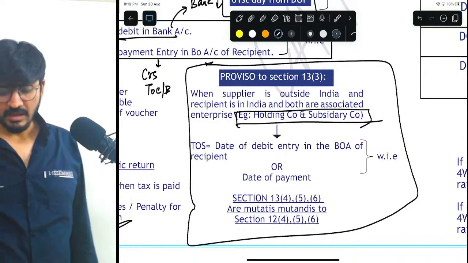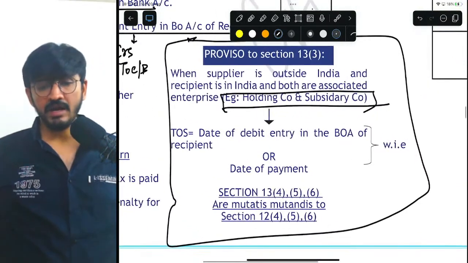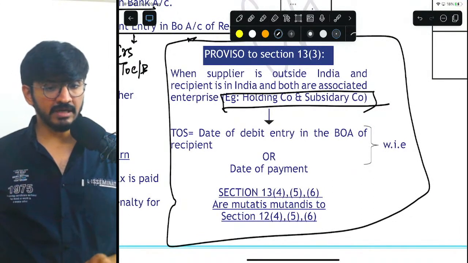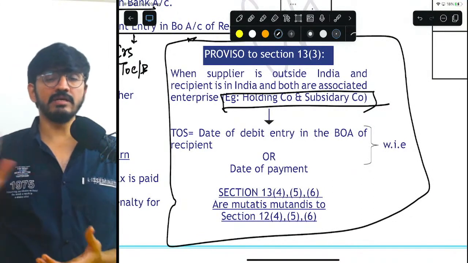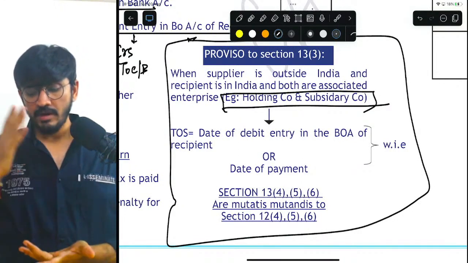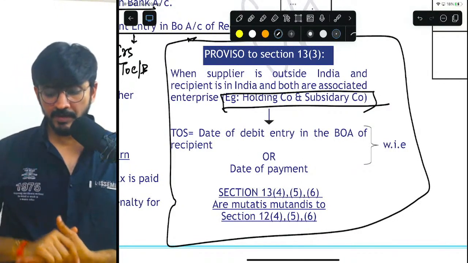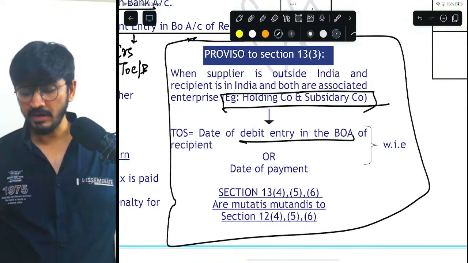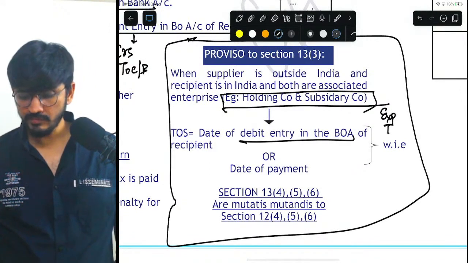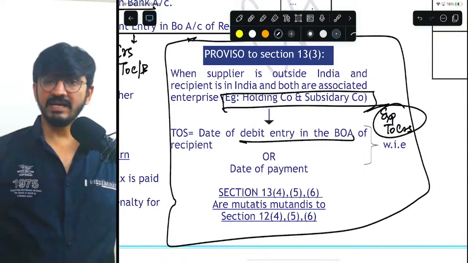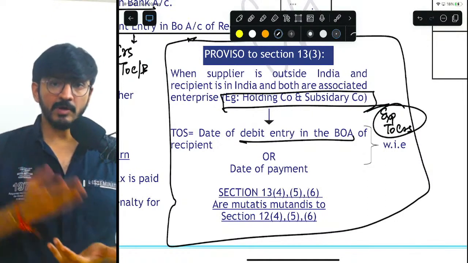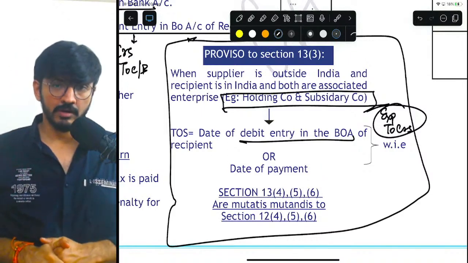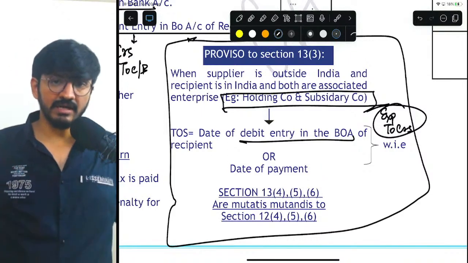Got it? Yes. And what does the proviso say? Very simple. Date of debit entry in the books of accounts of the recipient or date of payment, whichever is earlier. What do you mean by debit entry? Simple. Expense to creditors, something like that. So you debit all expenses and losses. That kind of debit they're talking about. Or date of payment, whichever is earlier.